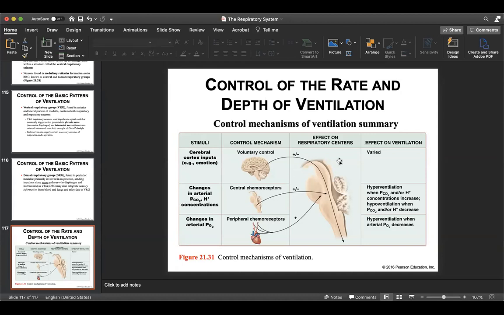Okay, and that is it for the respiratory system, and that is also it for exam 2.